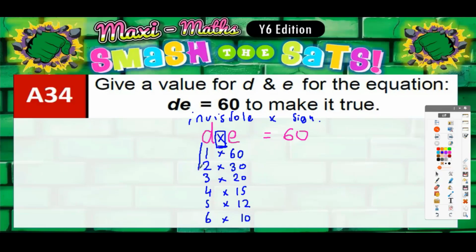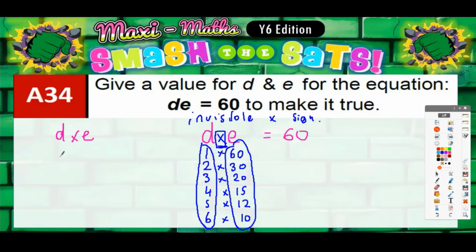So D could be any of these numbers and E could be any of these numbers, but the two numbers have got to pair up to match. So obviously you can't say that D is 1 from this list and E is 15, because 1 times 15 isn't 60. It's got to be the two numbers that pair up to make 60. So any of those pairs of numbers, and you could also do them the other way around as well.